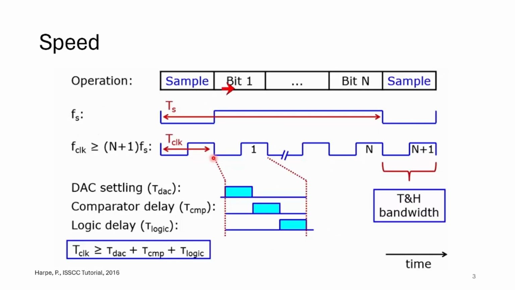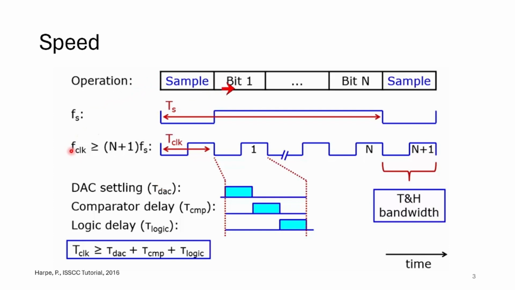Regarding the speed, you need 1 clock for each bit, and 1 clock for the sampling. So the clock frequency is n plus 1 times the sampling frequency.